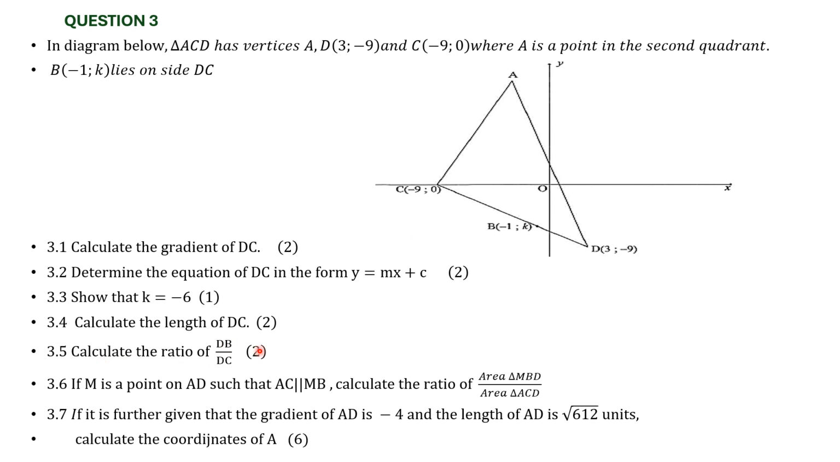Ratio of DB over DC, so there we should be able to find the value of DB in relation to the value of DC, and then just put them over each other. If M is a point on AD such that AC is parallel to MB, so somewhere there's a point that would cause us to have a parallel line to that one, calculate the ratio of area triangle MBD over area triangle ACD. 3.7 is further given that the gradient of AD is -4 and the length of AD is square root 612 units. Calculate the coordinates of A.